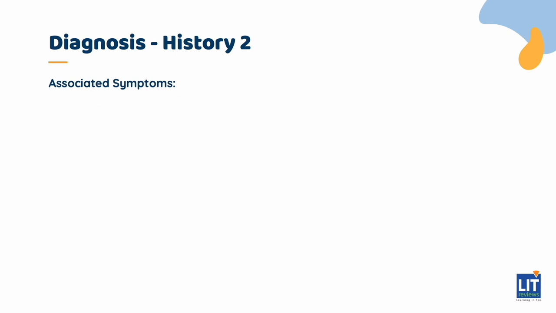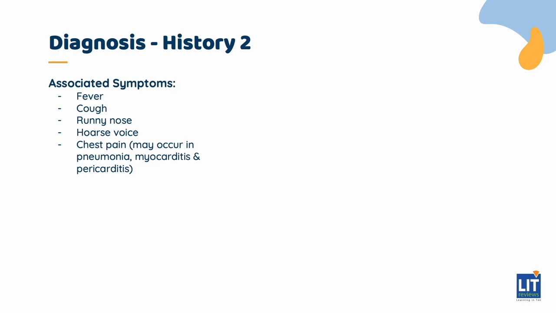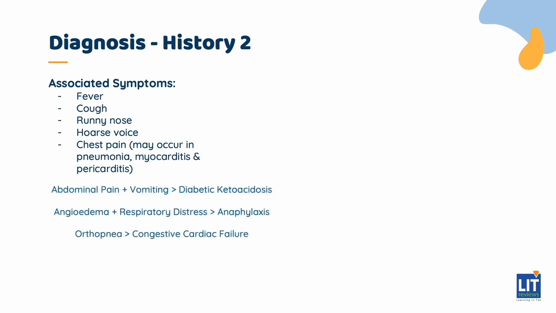Infective causes commonly have fever, URTI symptoms such as cough, runny nose, hoarse voice. Chest pain can occur in pneumonia, myocarditis, and pericarditis. Abdominal pain accompanying the respiratory distress may be due to gastrointestinal causes or metabolic problems, like DKA or a serious acute abdomen. For example, abdominal pain with vomiting may indicate diabetic ketoacidosis. The tachypnea is a compensatory response to the severe acidosis.